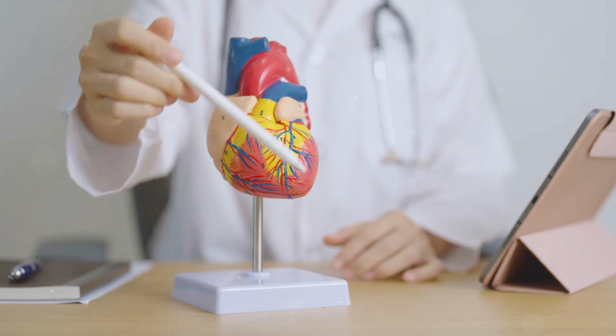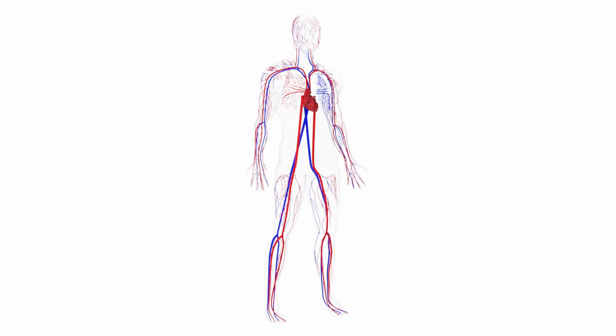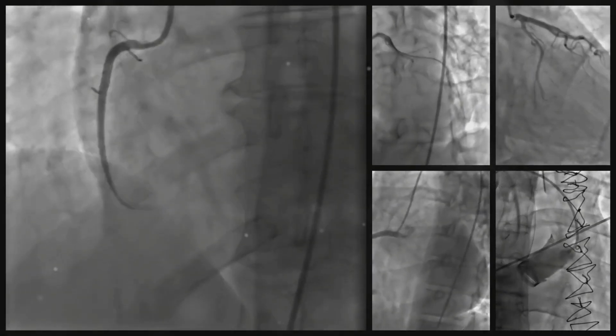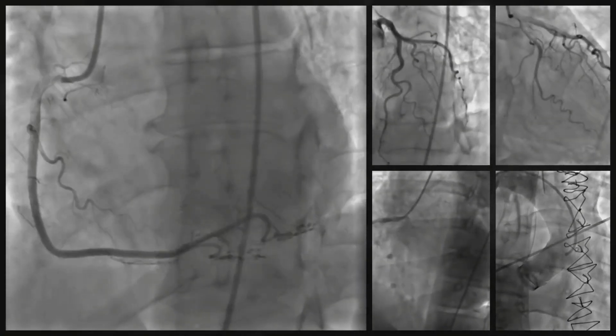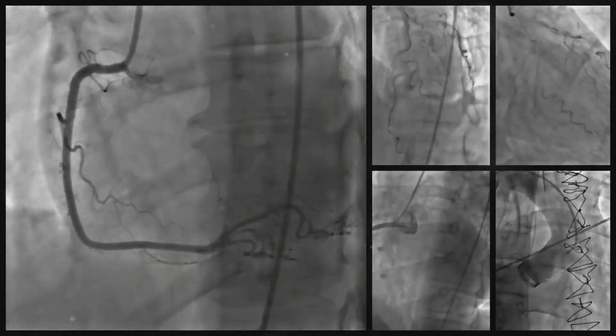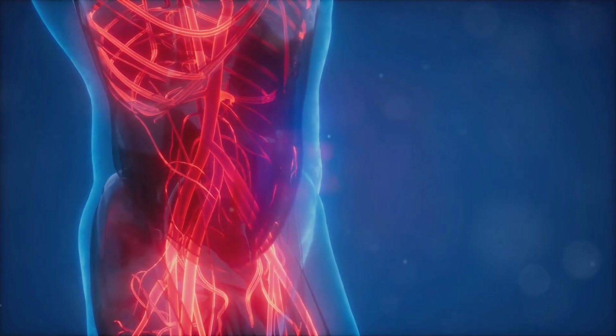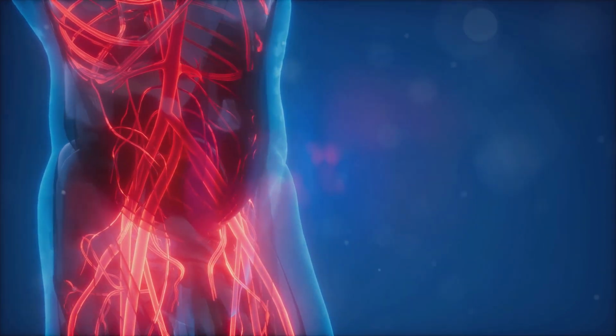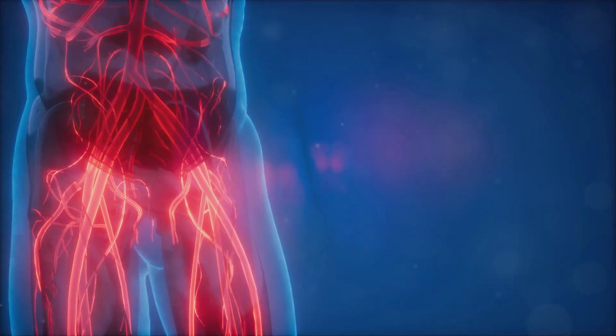All right, let's dive into the circulatory routes. First up, we have systemic circulation. This is the pathway by which oxygenated blood is pumped from the left ventricle through the aorta to the rest of the body. And then, deoxygenated blood returns to the right atrium via the vena cava.